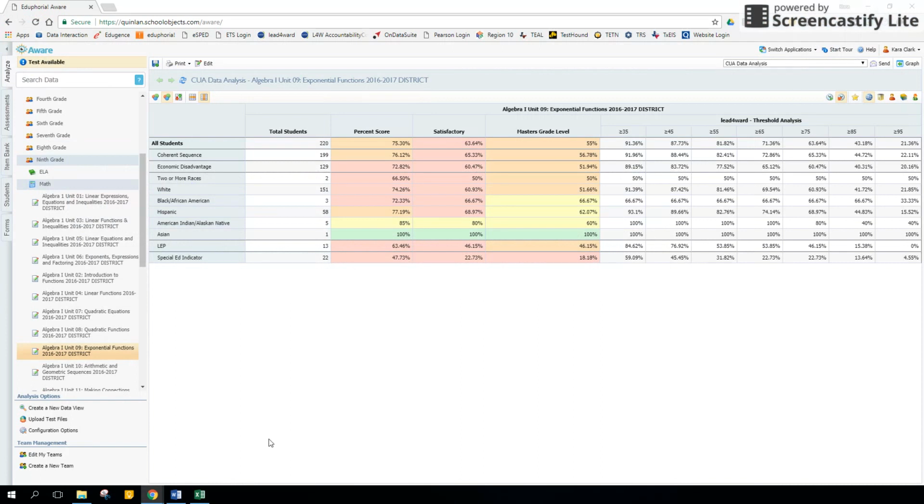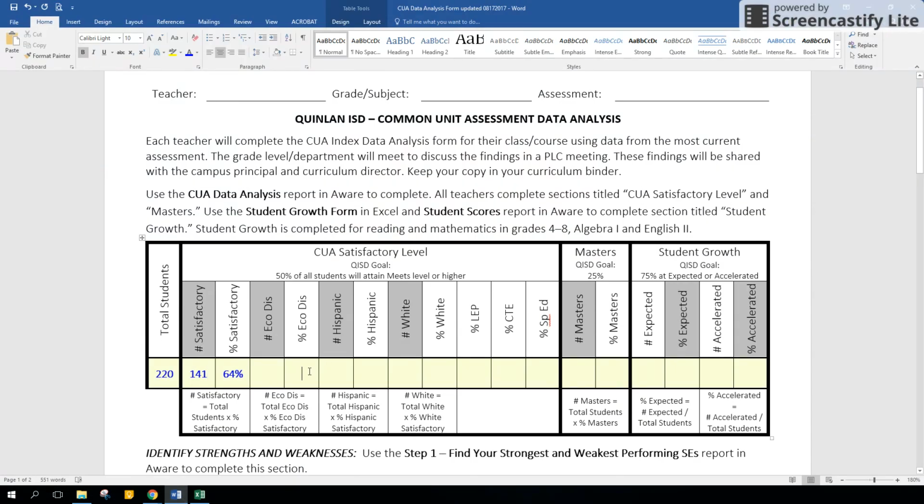Once we've got that number, we're going to move on to our economically disadvantaged student percentage. And we're going to find that in the same manner that we found our all students. We're going to find economically disadvantaged on our list, and we're going to go all the way over to where it says satisfactory. That's 60.47. So I'm recording it as 60%.